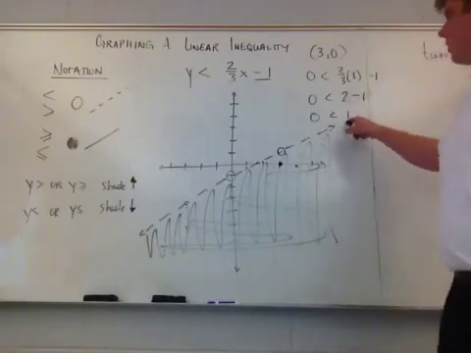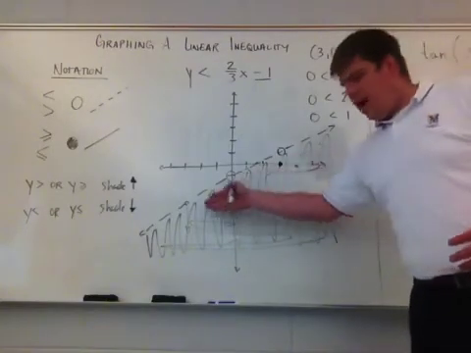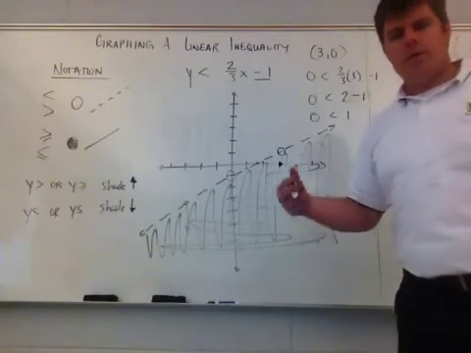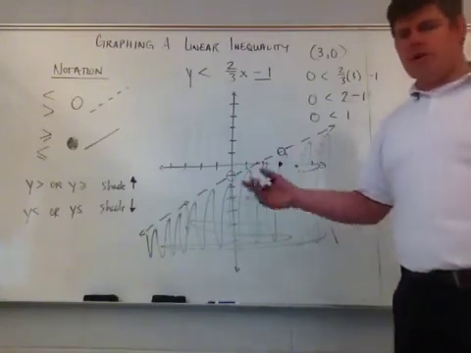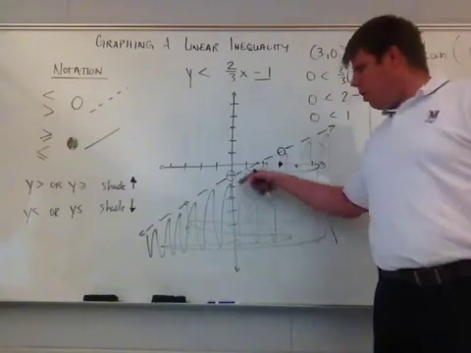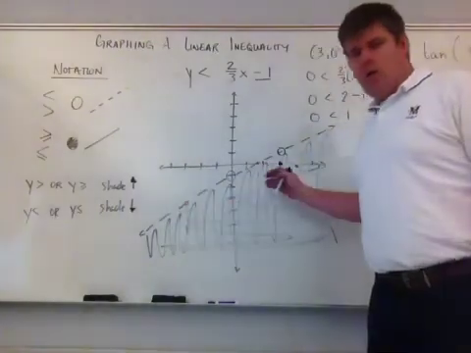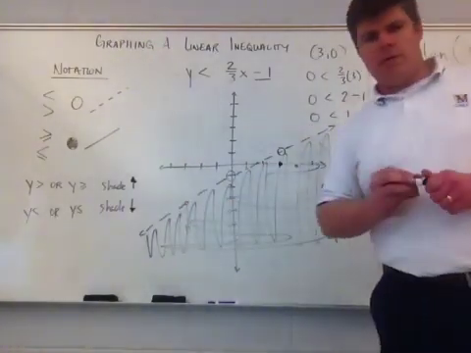Because this makes a true statement, it shows that we're not worried about whether it's equal to anymore, like it was with an equation. We're just worried about which coordinate pairs make true statements, and it happens that any y value below any point on this line will always be true, so I can shade in all that area. Okay, so I hope that helps for graphing linear inequalities.